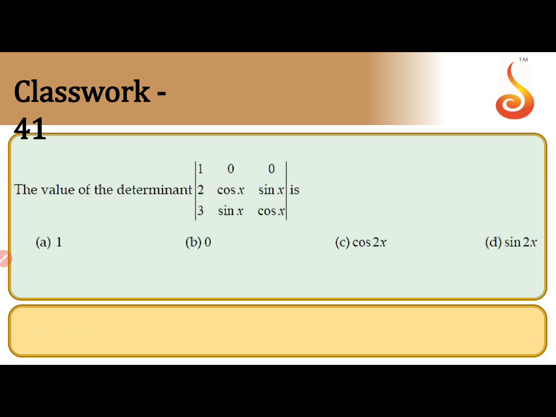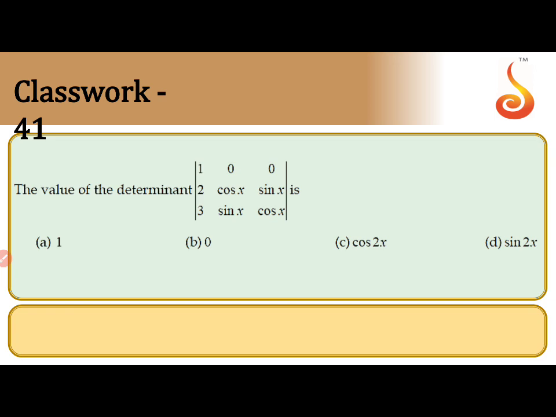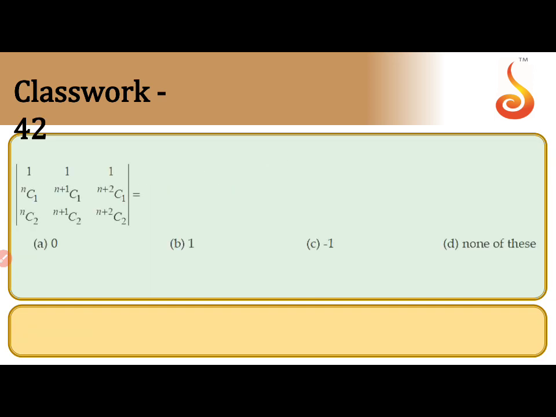Option D is right. Now the value of the determinant. We can directly expand the determinant to get the answer. So 1 into cos square x minus sin square x. Next 0, next 0. Cos square minus sin square, what formula? Cos 2x is the answer. Directly expand the determinant to get the answer. Check the answer: cos 2x. C is the right answer.